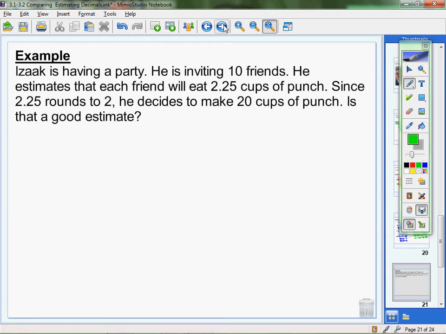So the first example, Isaac is having a party. He is inviting 10 friends. He estimates that each friend will eat 2.25 cups of punch. Well, that doesn't sound right. It should be drink. Each friend will drink 2.25 cups of punch. Since 2 and 25/100 rounds to 2, he decides to make 20 cups of punch. Is that a good estimate? What do you think?